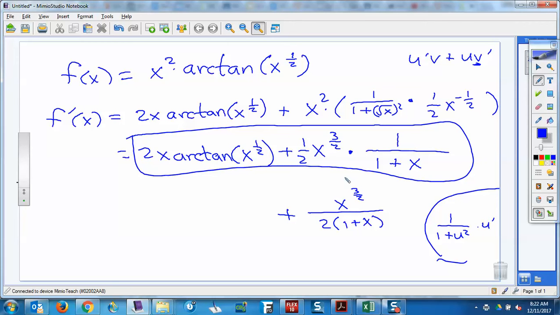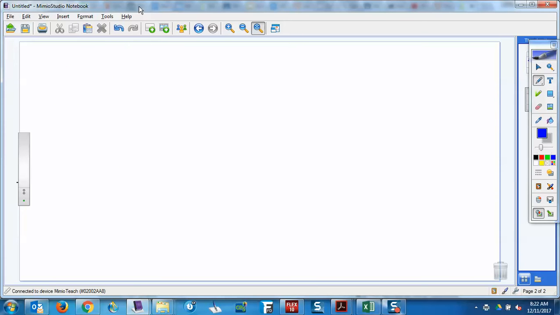Again, going down to this step is just rearranging, moving things around, but not really doing much to it, so I don't care as much about that. Okay, what else?